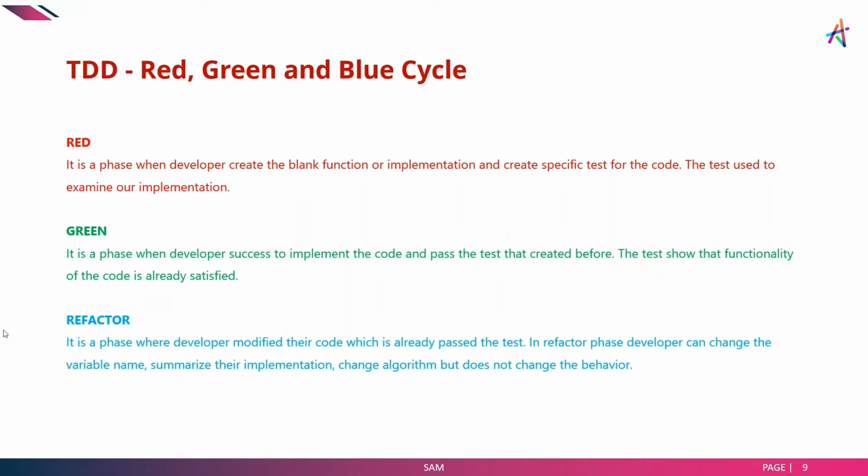In the refactor phase, a developer can change items like variable names, summarize the implementation of the code, and change the algorithm. This kind of item would be part of your refactor phase. All right, so that's the typical red, green, refactor cycle of TDD.